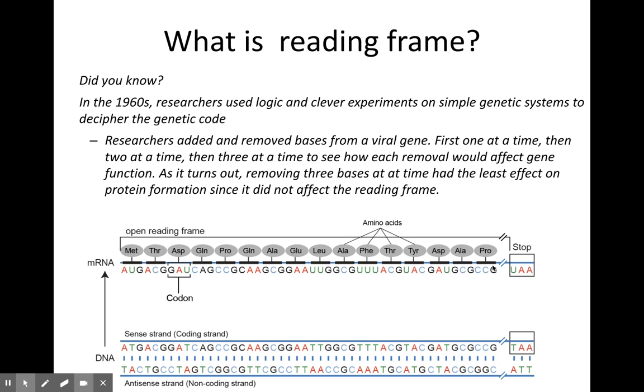And you'll notice the reading frame also includes a stop codon, which is also very important so that the ribosome knows when to stop adding amino acids to that protein.